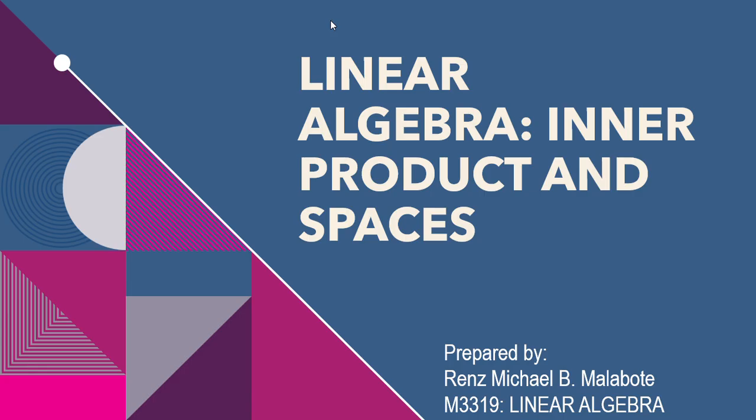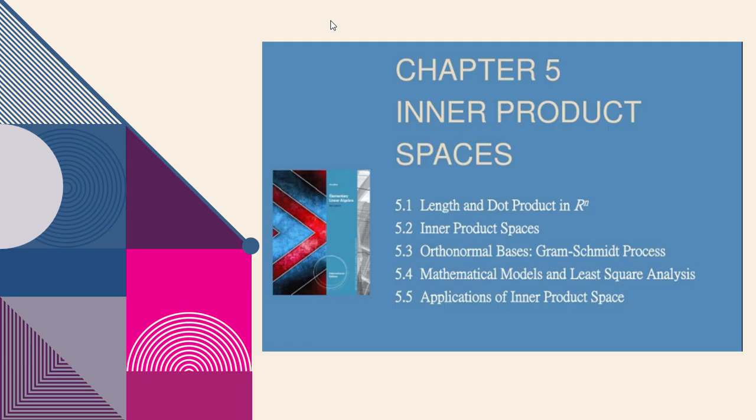By the end of this presentation, you will understand what length and distance mean for vectors and how we can multiply vectors together using something called the dot product and inner product. This chapter has 5 parts.